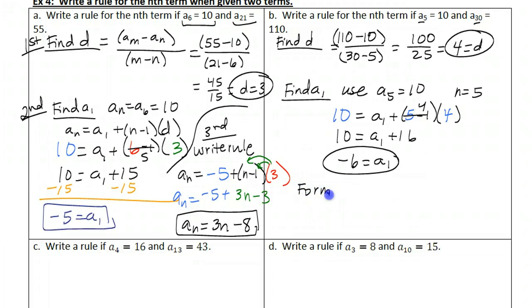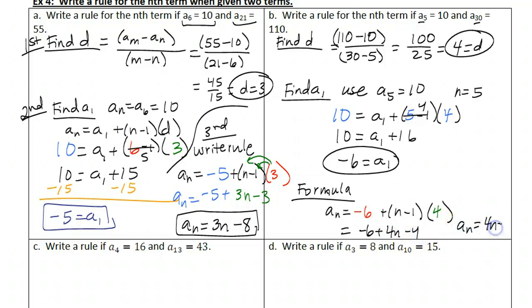And then let's find our formula, or our rule. Plug in term 1. Plug in D. Distribute. Negative 6 plus 4n minus 4, and combine like terms. So that is equal to 4n minus 10.